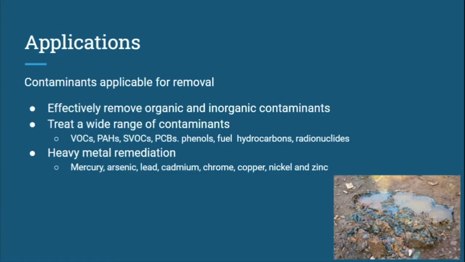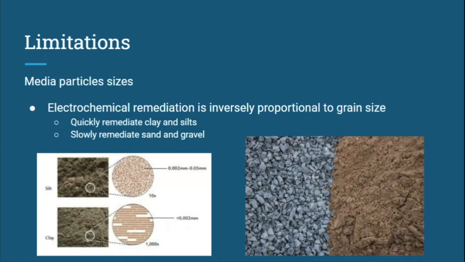It can also be used to treat heavy metal contamination, and it is particularly successful in remediating mercury, arsenic, lead, cadmium, chrome, copper, nickel, and zinc. Some sources of these heavy metal contaminations include mining, corrosion, waste disposal, fossil fuel combustion, and agriculture. So, any sites that are contaminated due to those sources could potentially look at electrolysis as a remediation technique.